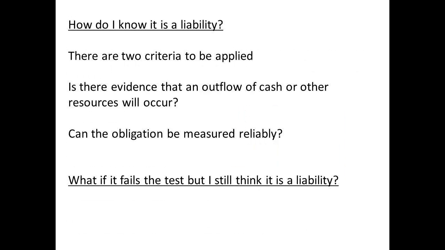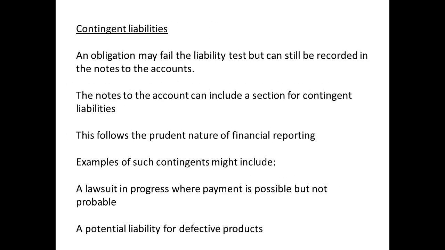What are the criteria that we use to determine if something is a liability? Remember that we said that there must be evidence to show that an outflow of cash or other resources will occur. We should also be able to make a reliable measurement of amount. Now, can something still be a liability if it fails to meet these criteria? It may not be possible to include them in the accounts, but there can be notes to the accounts to include contingent liabilities. This follows the prudent nature of financial reporting.